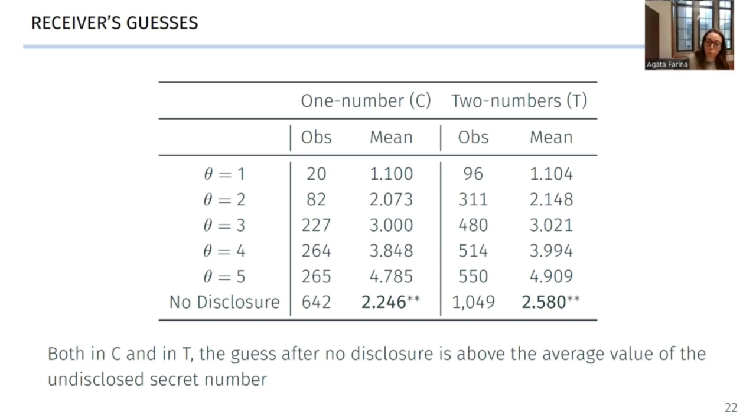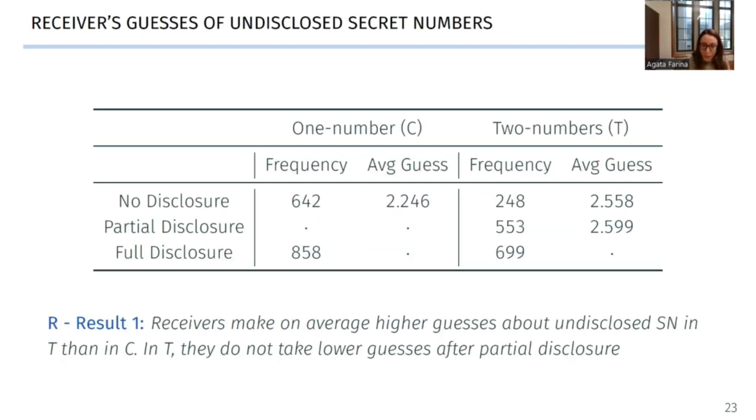More interestingly, though, we see that there is an increase in the average guess after no disclosure in the treatment compared to the control. We can repeat the same analysis of looking at the average guess after undisclosed information by splitting, in the treatment, the case of no disclosure and partial disclosure. Again, we find that these two numbers are very similar between them, and they are higher than the average guess in the control. So these results suggest that not only do receivers not become more skeptical in the treatment compared to the control, but if anything, they become less skeptical about undisclosed information.